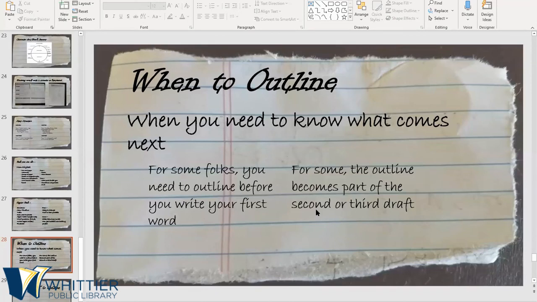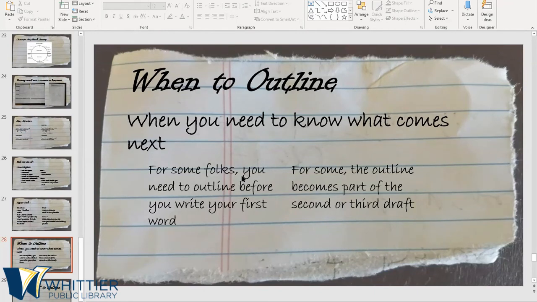Let's go back. So, when do you outline, which was an earlier question. Thank you, Angelina. Basically, when you start outlining is when you need to know what comes next. That's why I usually get about two or three chapters in, because I don't need to know what comes next until then. For some people, you need to outline before you write your first word. Jeffrey Deaver is notorious for this. He's got every freaking beat laid out. And I'm like, why aren't you just writing the damn novel, for Christ's sakes? But for him, it works fine.